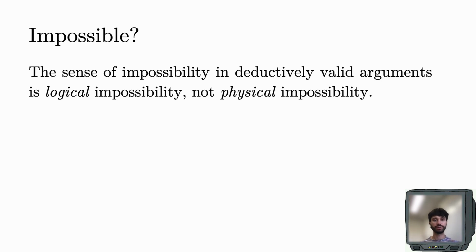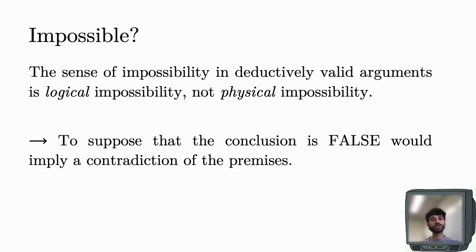The sense of impossibility that we care about when evaluating deductive arguments is logical impossibility. It's not a kind of physical impossibility. I can guarantee you that Bruna cannot run a marathon tomorrow. Well, first of all, she's unfortunately not alive, but if she were, I could also promise you that'd be in some sense impossible. It'd be physically impossible. But the sense of logical impossibility that we care about is one where if we suppose that the conclusion is false, it would imply a contradiction of the premises, right?